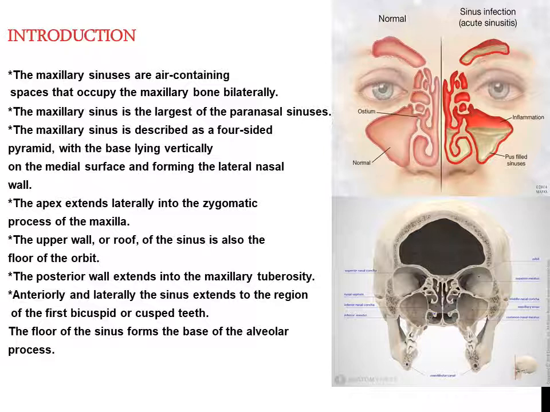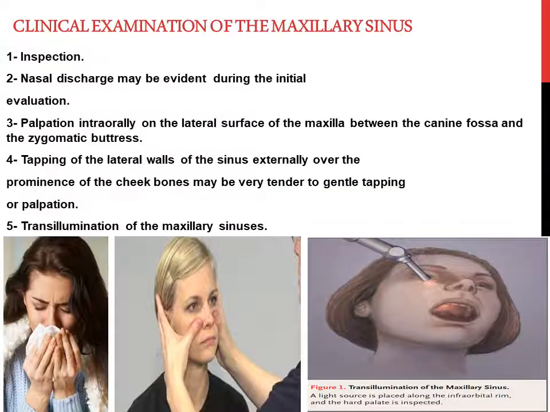The upper wall or roof of the sinus is also the floor of the orbit. The posterior wall extends into the maxillary tuberosity. Anteriorly and laterally, the sinus extends to the region of the third bicuspid teeth. The floor of the sinus forms the base of the alveolar process.